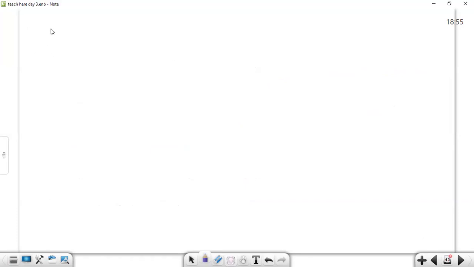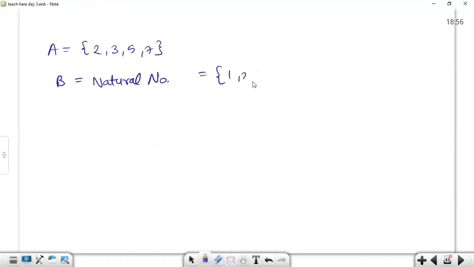Okay, let's take a set A: 2, 3, 5, 7, and set B as a set of natural numbers. Okay, all natural numbers, which are 1, 2, and going on. Understood? Clear? Yes, sir. And there is a relation.